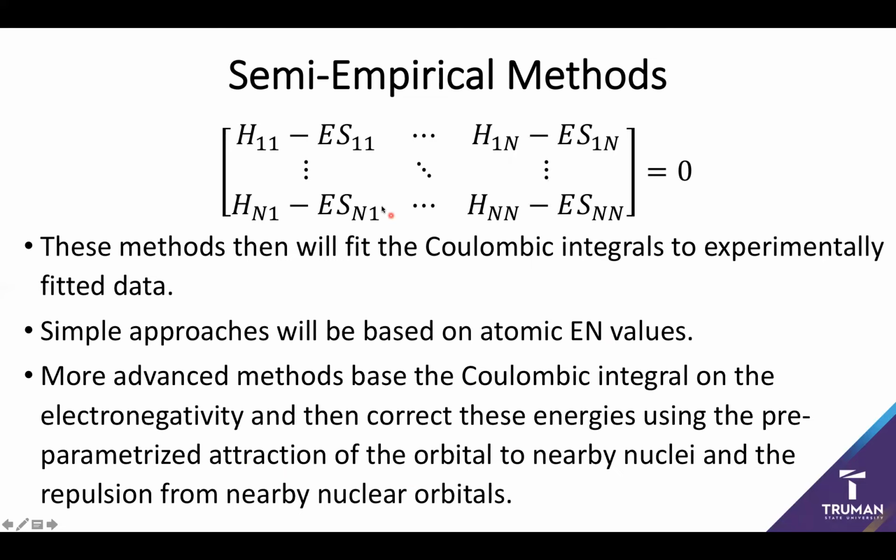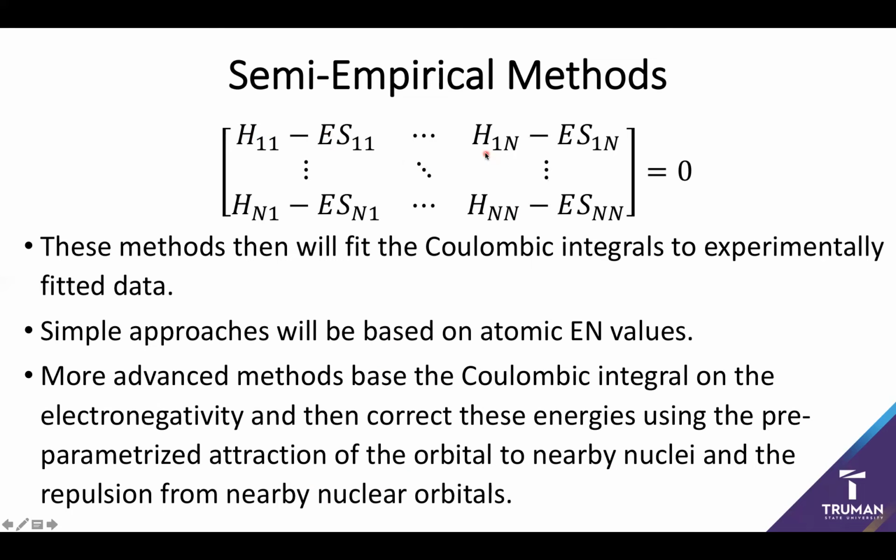pre-parameterized interactions of these orbitals with all the surrounding electrons. So you can imagine if I've got more surrounding valence electrons, I would expect a repulsive feature, so for my orbitals to collapse. If I've got more attractive features, I'd expect them to expand as they try and interact with other nuclei. So knowing what other nuclei and atomic orbitals are nearby can essentially help us correct these energies a little bit and further improve our values.